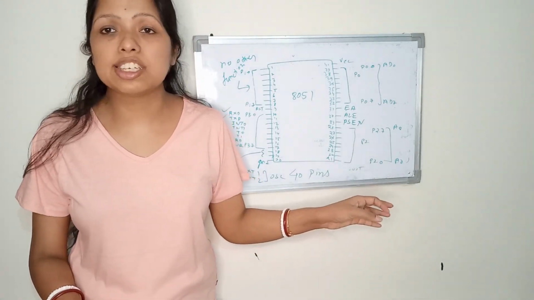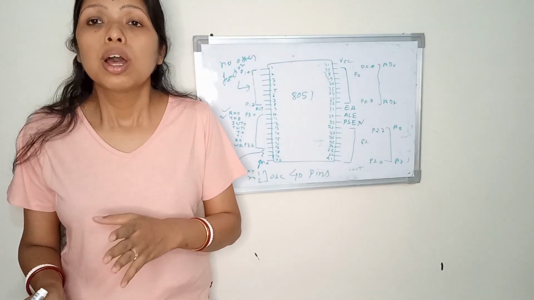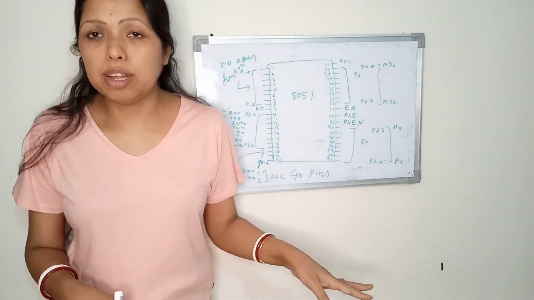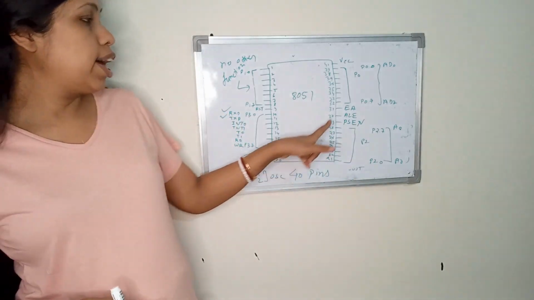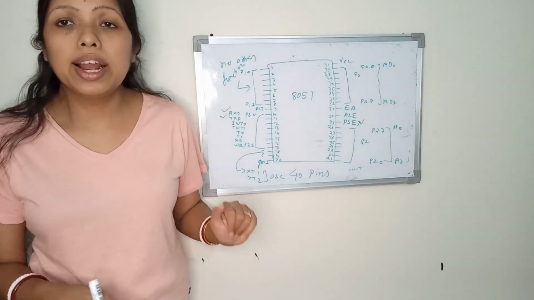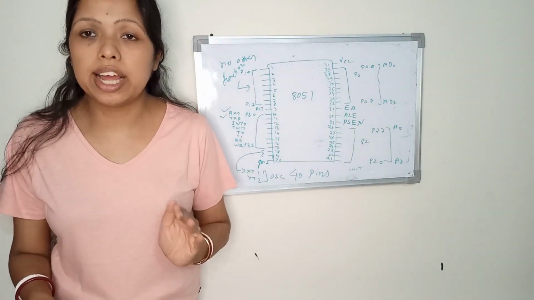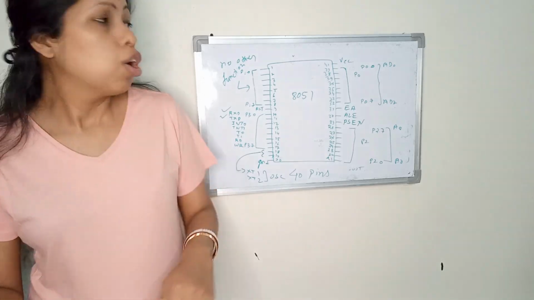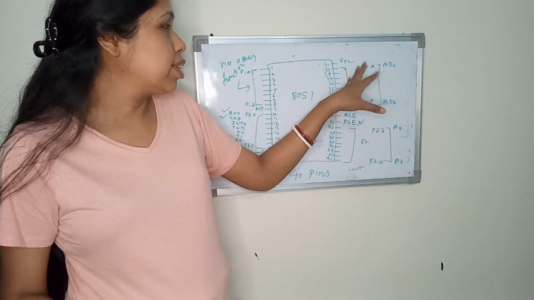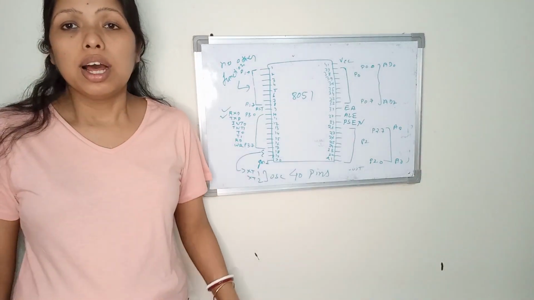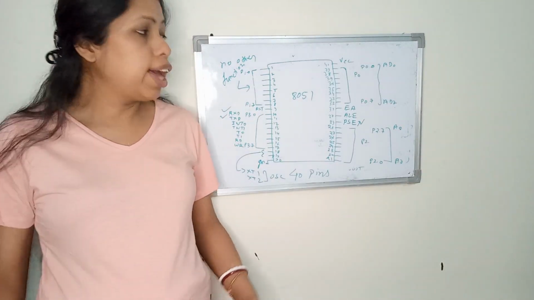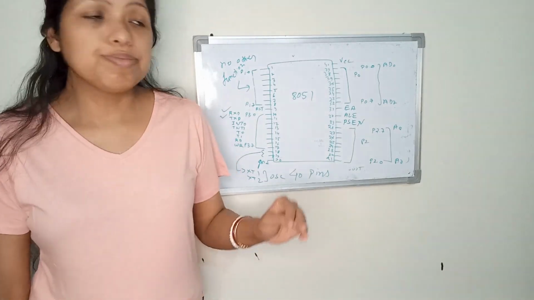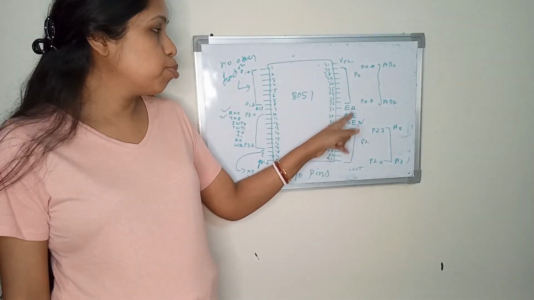If you have connected the external memory and you have installed some program that you need to retrieve, this signal should be activated. Next is the ALE. ALE is address latch enable: A means address, L means latch, E means enable. Now if you want to connect these pins with another memory chip, then this signal should be active low.